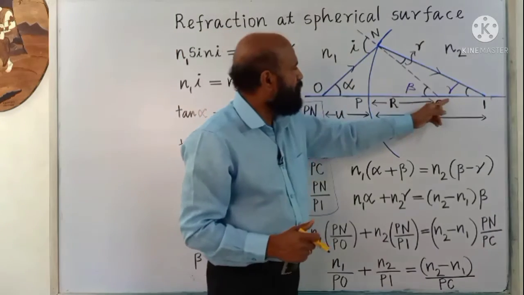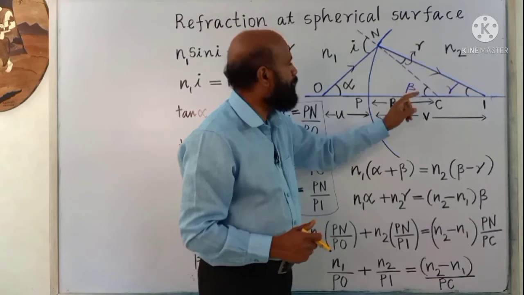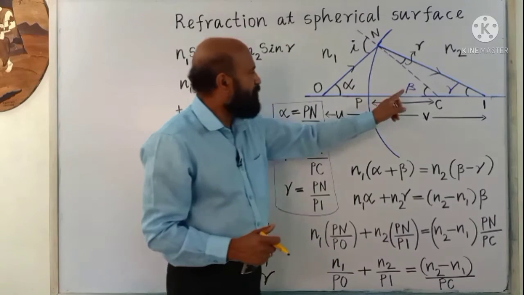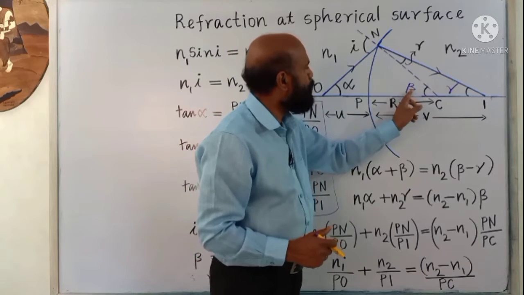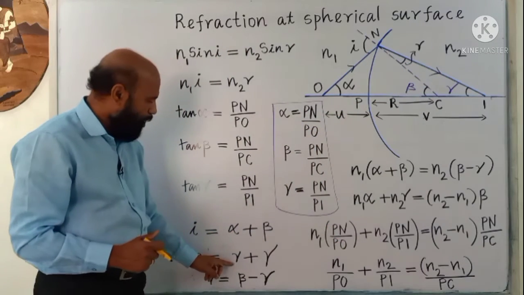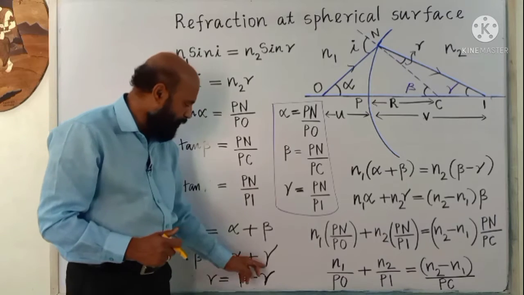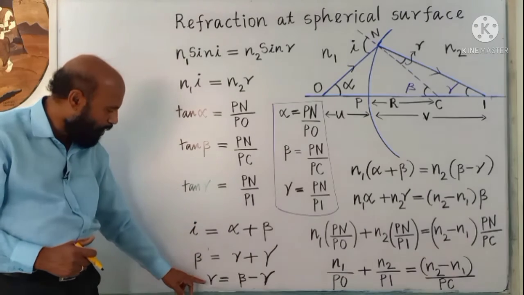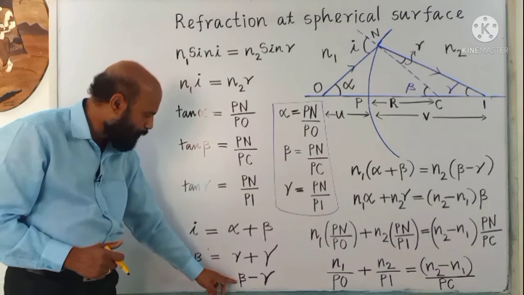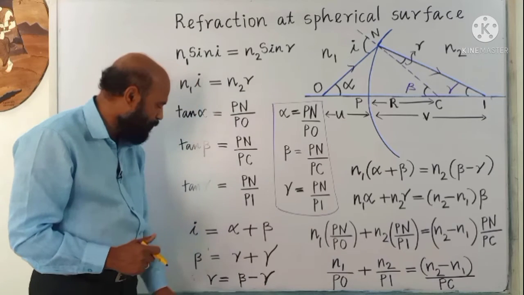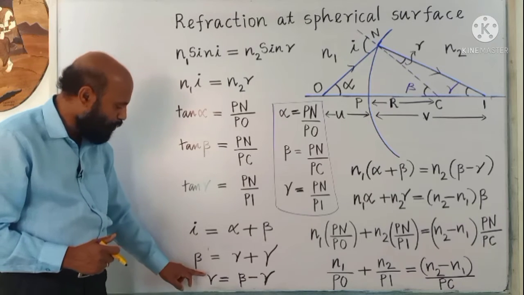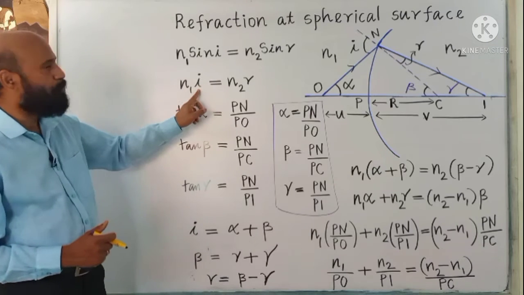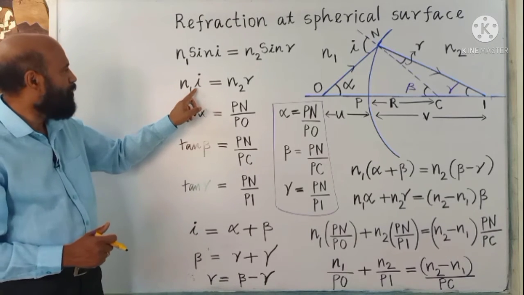Next you take this triangle. In this triangle beta is the exterior angle, so it is equal to the sum of the interior opposite angles. So beta is equal to R plus gamma. After rearranging, you will get an expression for R: R is equal to beta minus gamma. So you are getting an expression for the angle of incidence and angle of refraction, that you can substitute in this expression N1 I.